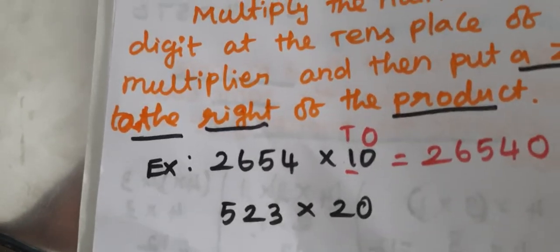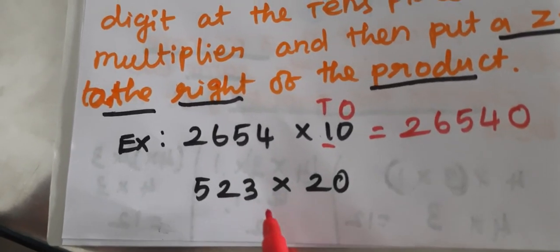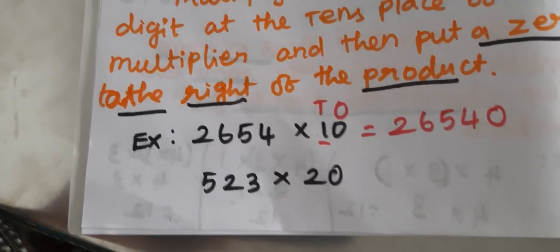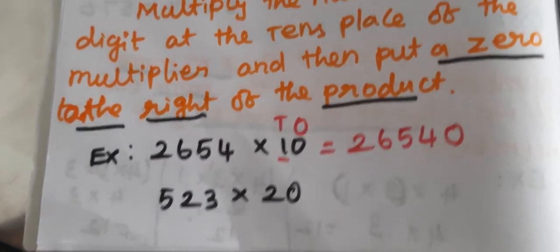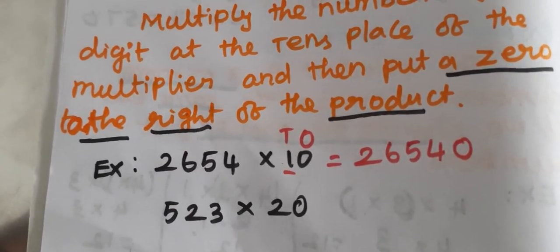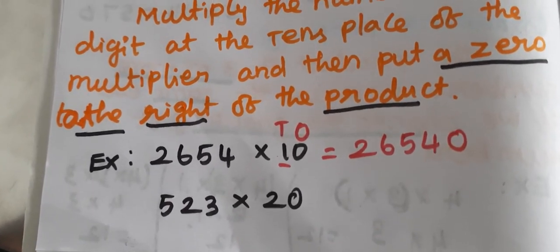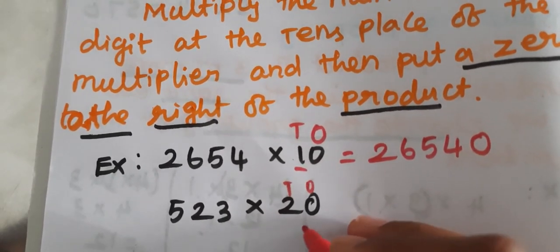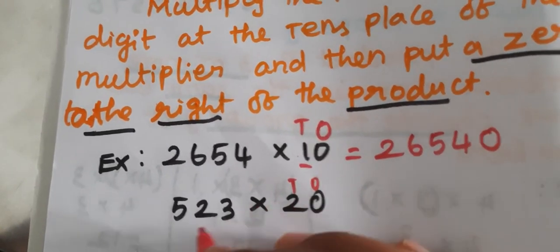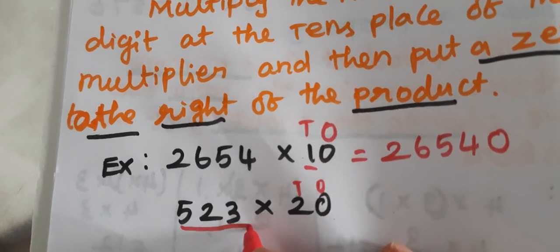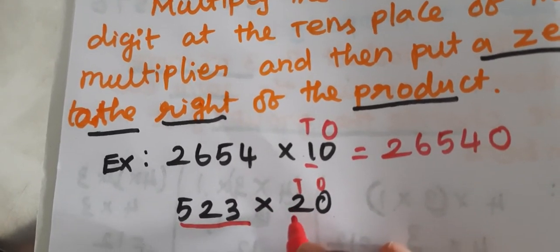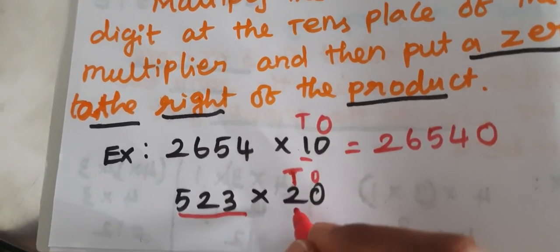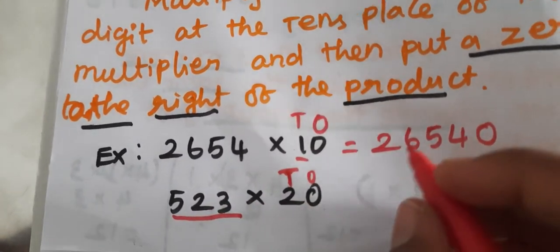So see the next example, 523 into 200. If your multiplier has some zeros, it is very easy to solve that sum and find the product. So listen carefully. First, you have to write the places in the multiplier. First you have to multiply this 3-digit number by the tens place number of the multiplier. What is the tens place number in the multiplier? It is a 2. So you have to multiply it first.